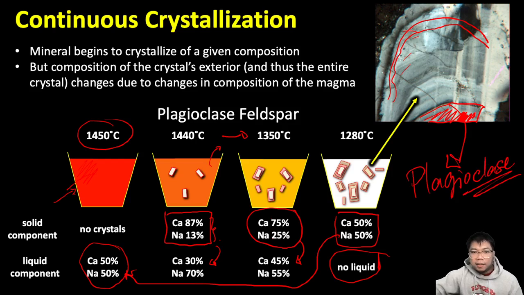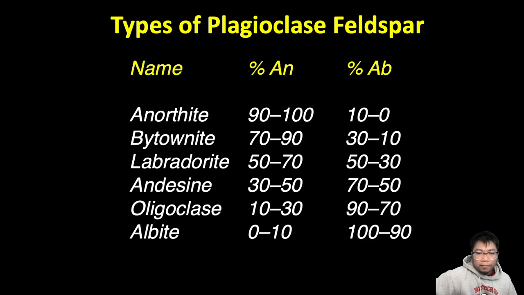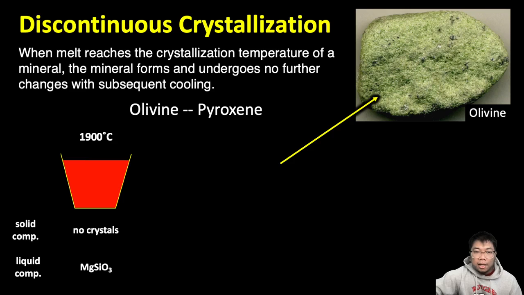All right, so there you go. That's the continuous crystallization process, and there are actually several types of plagioclase feldspar. It goes from anorthite to albite, and do I want you to remember this? Not really, but this is good to know. But if you're interested in becoming a minor or major in geology, then yes, certainly we would expect you to know about these minerals and their composition.